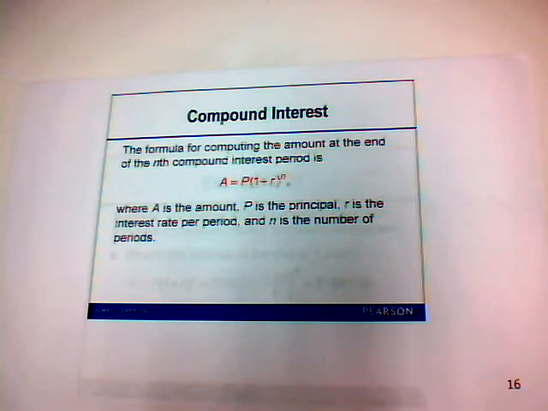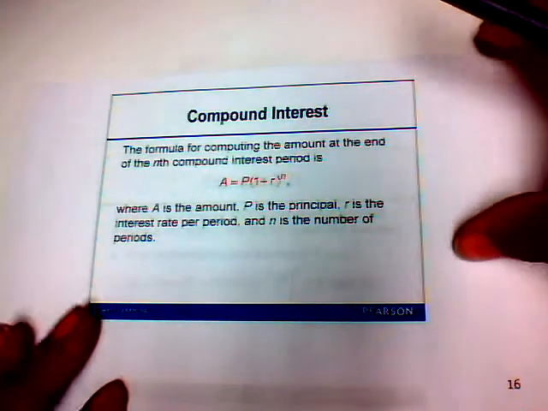Okay, so the formula for computing the amount at the end of the nth compound interest period will be A is equal to P times the quantity 1 plus R raised to the n. And A is the amount, P is the principal, R is the interest rate, and N is the number of periods.